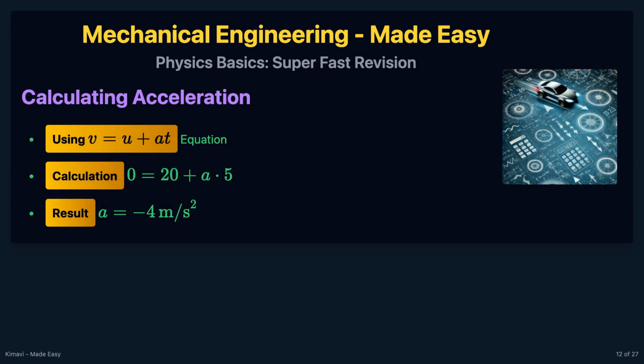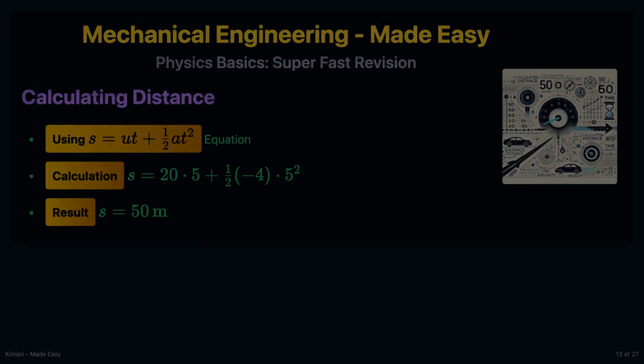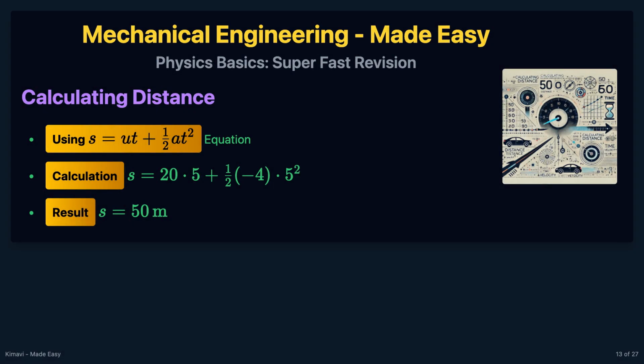Using the first equation of motion, v equals u plus at, we get 0 equals 20 plus a times 5, which simplifies to a equals -4 meters per second squared. Using the second equation of motion, s equals ut plus 1/2 at squared, we get s equals 20 times 5 plus 1/2 times -4 times 5 squared, which simplifies to s equals 50 meters.